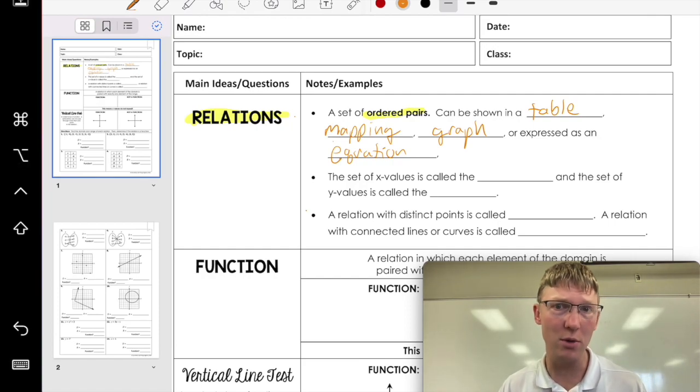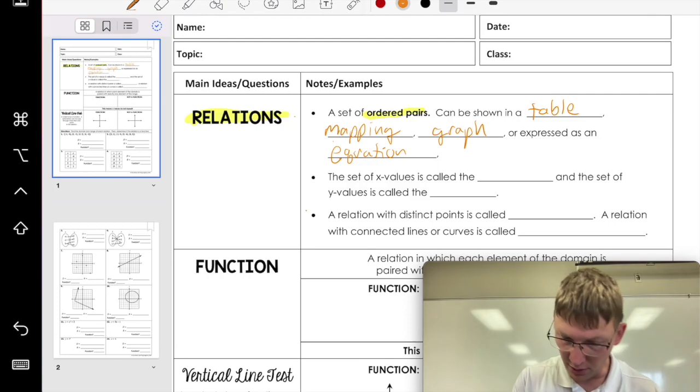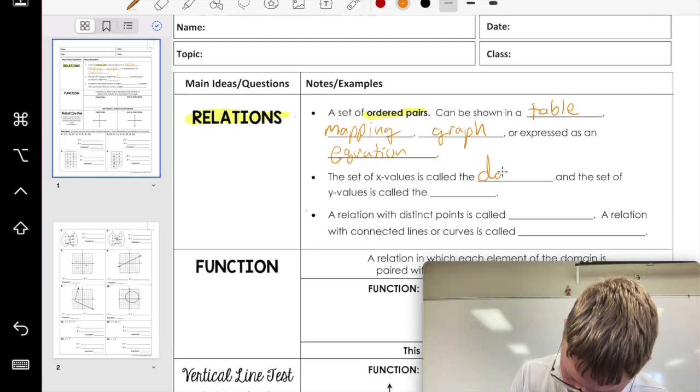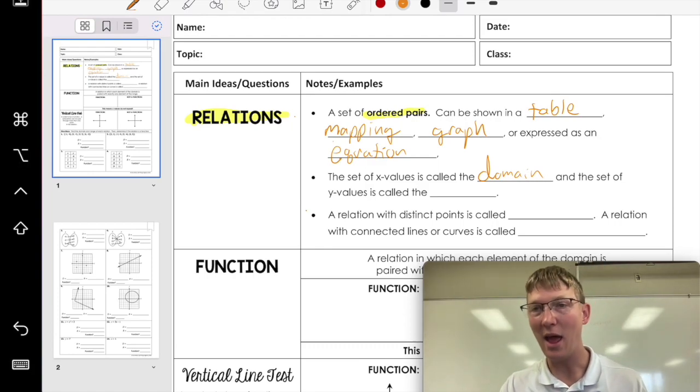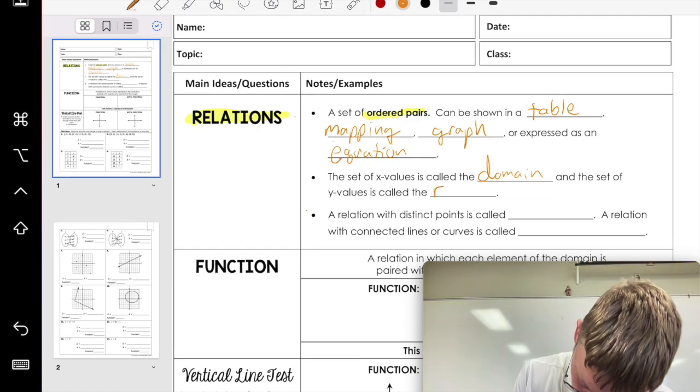A couple of vocabulary words, just so that we're taught using the same words here. The set of x values is called the domain. So the word domain: x values, domain. And the set of y values is called the range.